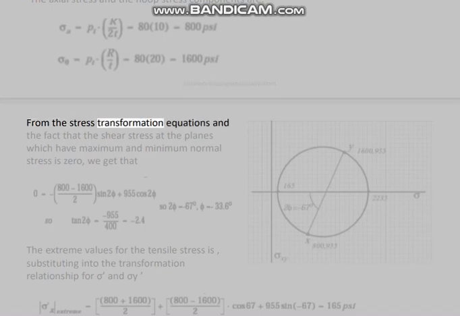From the stress transformation equations and the fact that the shear stress at the planes which have maximum and minimum normal stress is 0, we get the extreme values for the tensile stresses, substituting into the transformation relationship for sigma x and sigma y. Note the invariance of the sum of the normal stress components. Their sum equals 2400 psi.